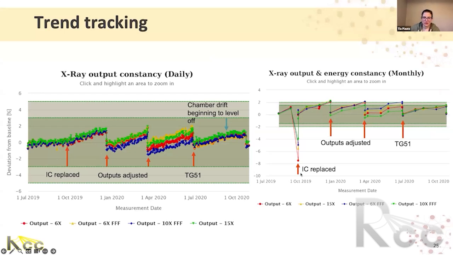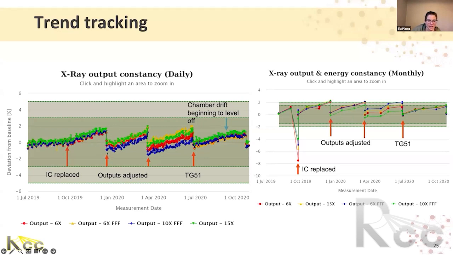So this is a quick example of what trend tracking can look like. On the left, we've got daily outputs, and on the right, we have monthly outputs. You can really get a lot of information out of these graphs. On the daily plot, you can see these discontinuities in the curves. At this point, we replaced an ion chamber, and because ion chambers tend to drift a lot faster when they're new due to the burn-in effect, you see that the slope changes. So the outputs are increasing much more rapidly than they were previously on an older ion chamber.